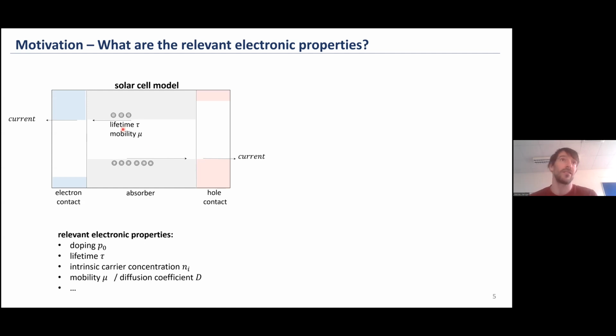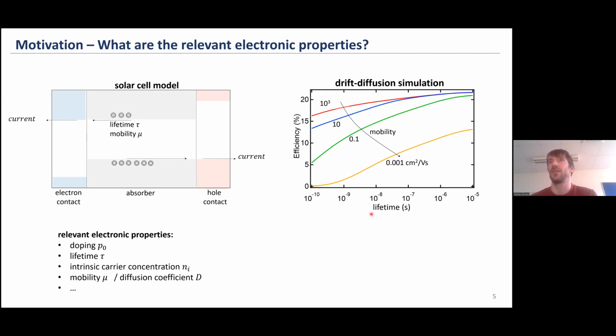Then the material should also give you a current. To extract currents, it's important to have a long lifetime and a large mobility. So the mobility is adding to this. And mobility and diffusion coefficient are connected to each other, so if you have one, you also have the other. If you have these properties, then you can, for example, do a drift diffusion simulation of your material and see what the impact of the lifetime or the mobility on the efficiency of your material is. And the nice thing is that all of these properties are actually accessible by trPL, which I'll show you today.